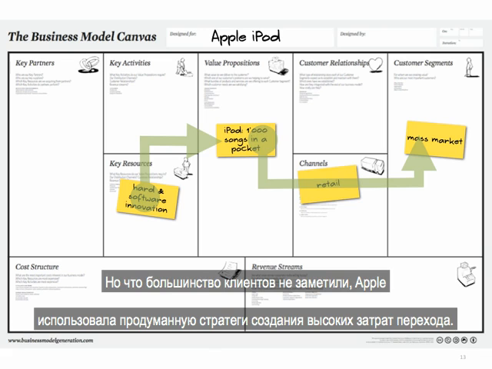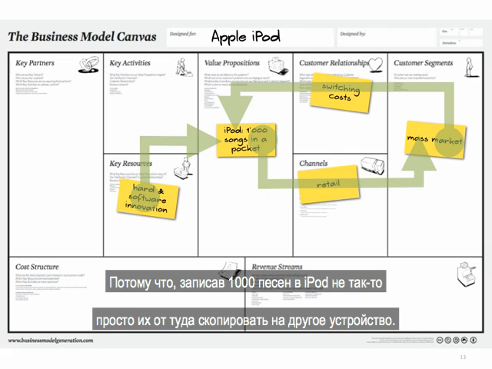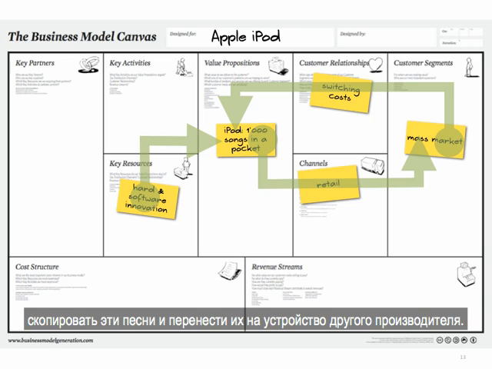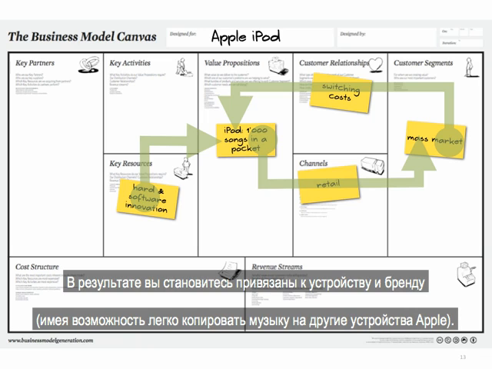But what most people don't realize is that this was a very, very intelligent strategy to create switching costs. Because once you have 1,000 songs in your pocket, it's actually pretty difficult to get those songs out. In other words, when you put a lot of music on one device, it will probably be pretty difficult, if the company doesn't make it easy for you, to take this music and put it on another device from another brand. So you are in fact locked in.